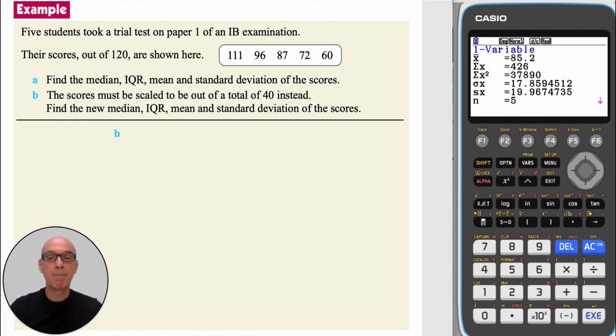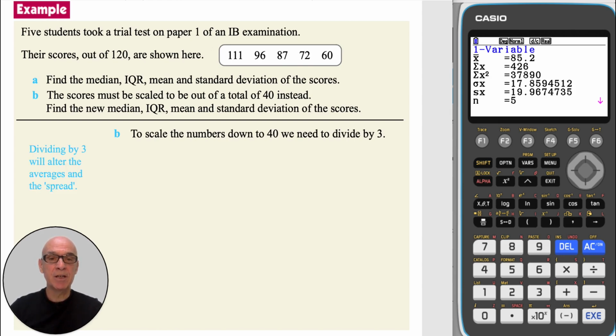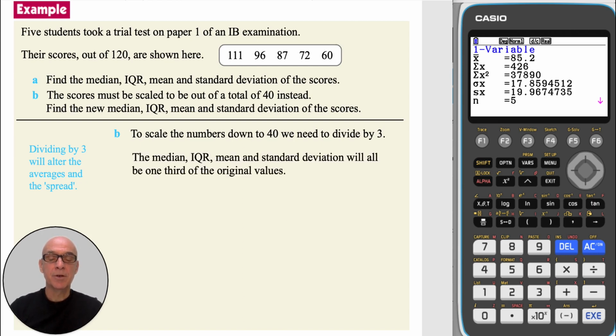In part B, the scores must be scaled down to be out of 40 instead of 120. So to scale the numbers down to out of 40, we need to divide by 3. Dividing by 3 will alter the averages and the spread. So the median, the interquartile range, the mean, and the standard deviation will all be 1/3 of their original values.